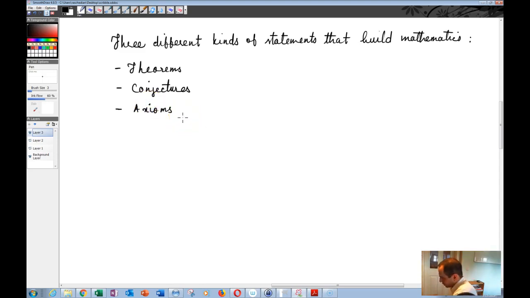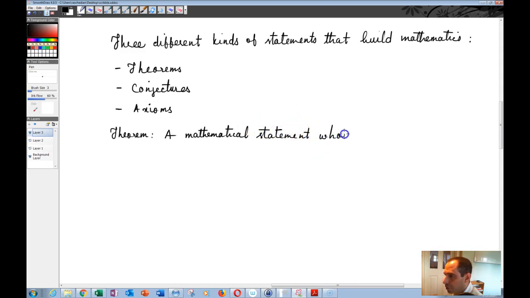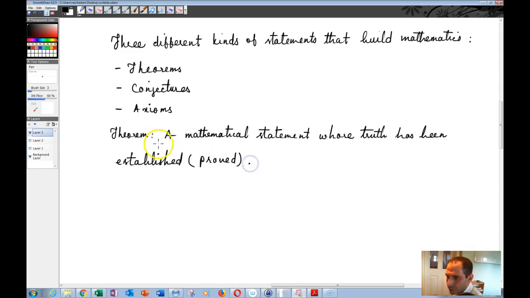Okay, so now first about theorems. Basically, a theorem is a mathematical statement whose truth has been established, or we have proved it, and that is basically called a theorem.